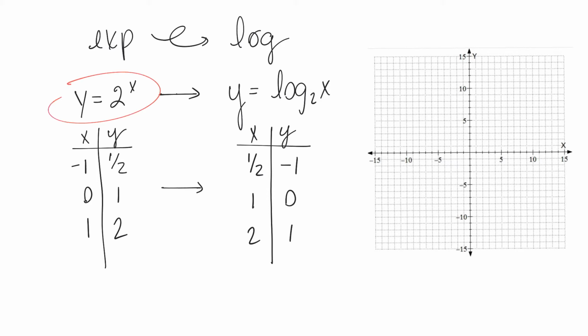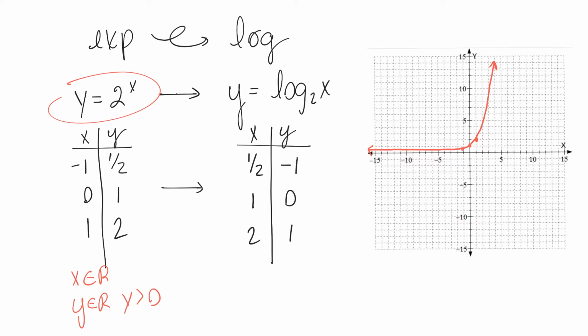I'm going to graph my exponential in red here. So I'm going to go -1 and half, 0 and 1, and 1 and 2. And it's going to do something like this. I also know my domain and range: x is all real numbers, and y is also all real numbers, but y has to be greater than 0.